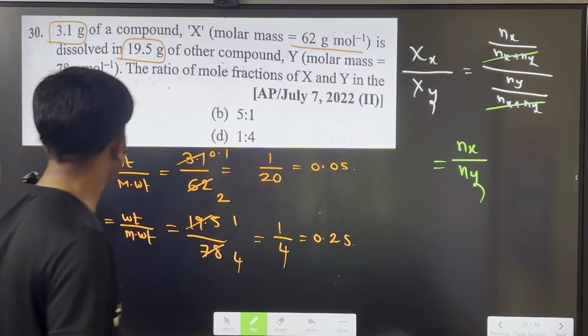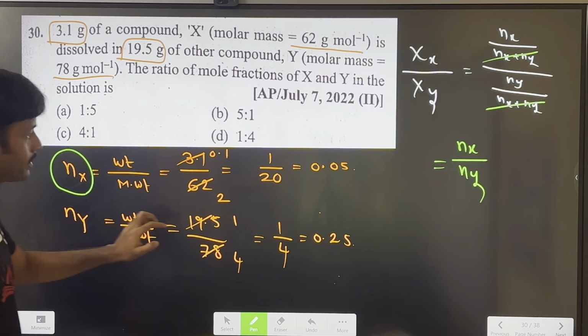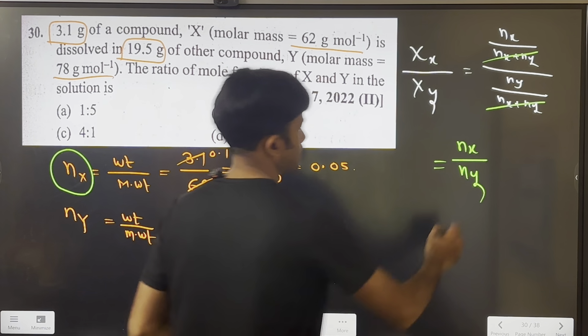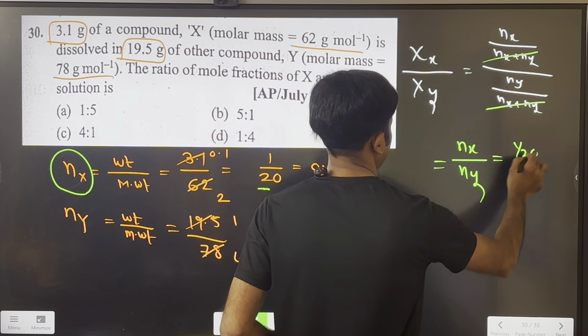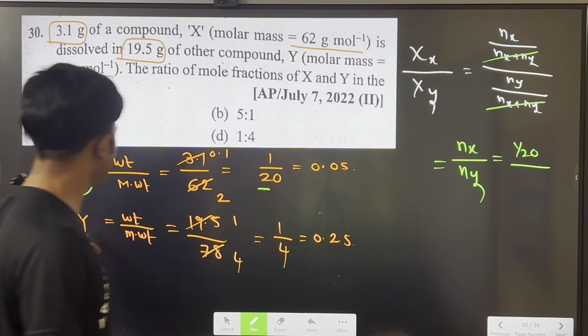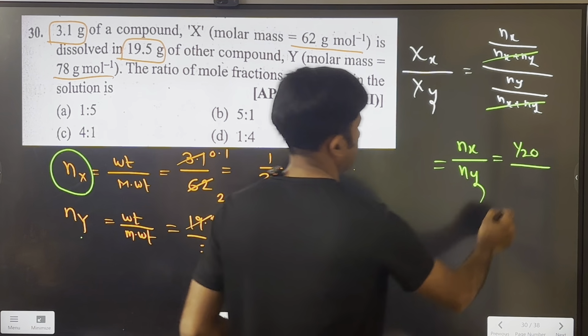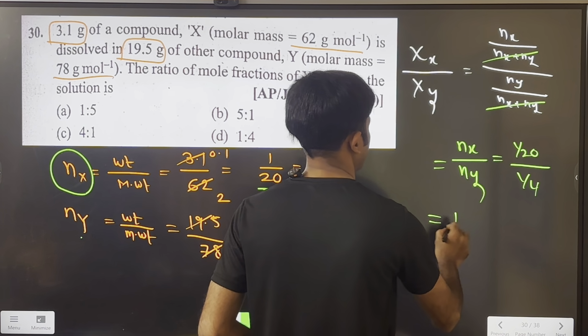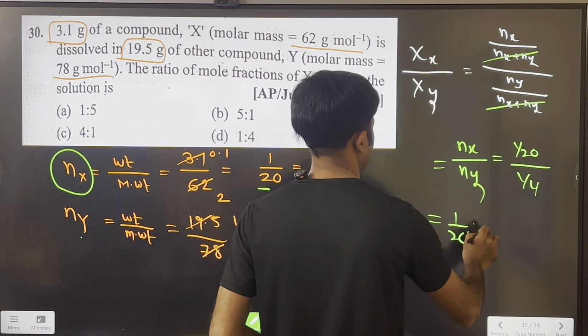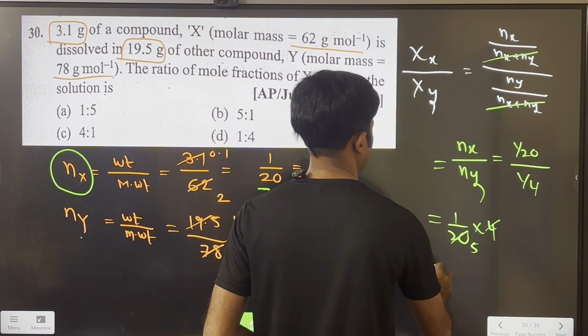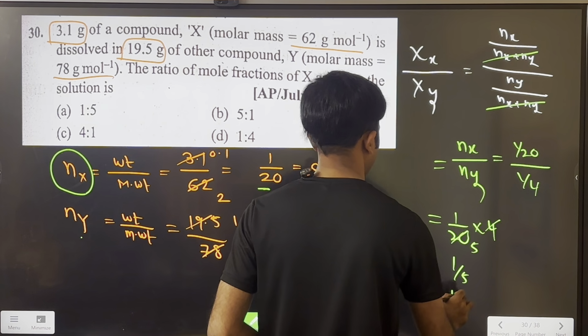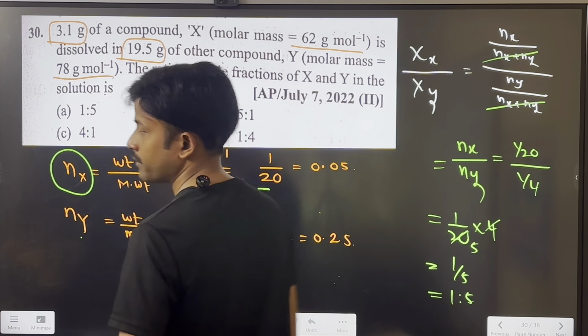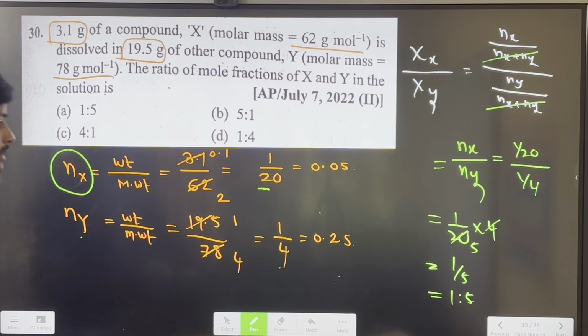Okay. So what is the mole of X? It is 1 by 20, right? So this we can write as 1 by 20 by the number of moles of Y, which is how much here? 1 by 4. Okay, this 1 by 20, and you make it reciprocal, so that 1 by 4 will become 4 by 1, right? So 4 how many times? 5 times. So the answer is 1 by 5, which is equal to 1 is to 5. Okay, the mole fraction of X and mole fraction of Y.